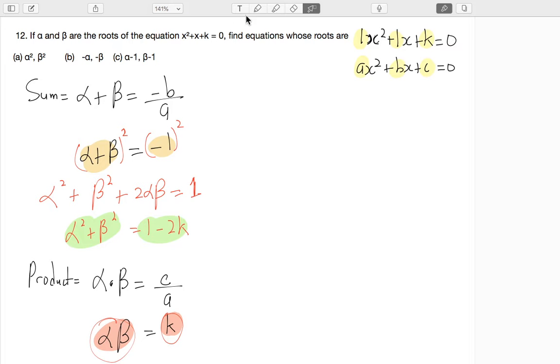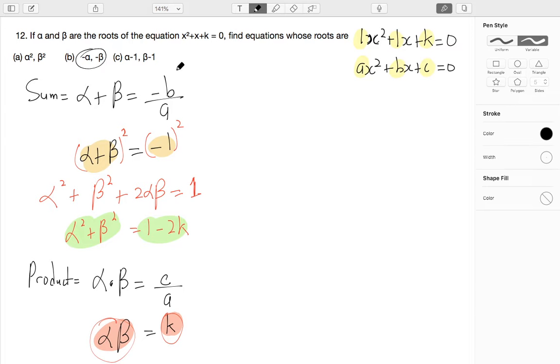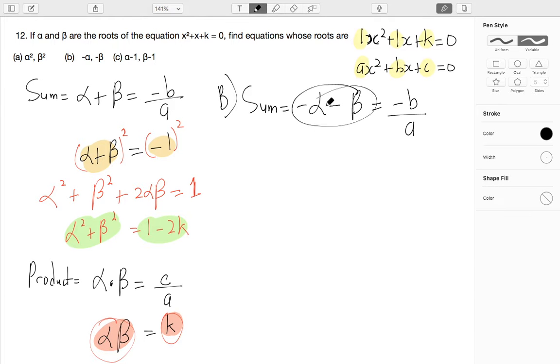All right, for the next one, it says that the roots are minus alpha and minus beta. So we do the same thing we did before. Now we're doing for b. The sum of the roots is equal to negative alpha plus negative beta, which is just negative alpha minus beta, and that's going to be equal to always negative b over a for that new equation. Can we work this? Have we found negative alpha minus beta anywhere? Not really, but we found alpha plus beta. Can we make this look like this?